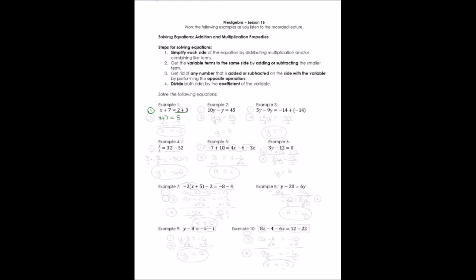Now, I want to get rid of any number that's added or subtracted on the side with the variable. I need to get rid of this plus 7. That's step 3. We didn't have to do 2. We're going to subtract 7 from both sides, and we will come up with x, because the 7 minus 7 will cancel. 5 minus 7 is going to be a negative 2. And my answer, x is equal to a negative 2.